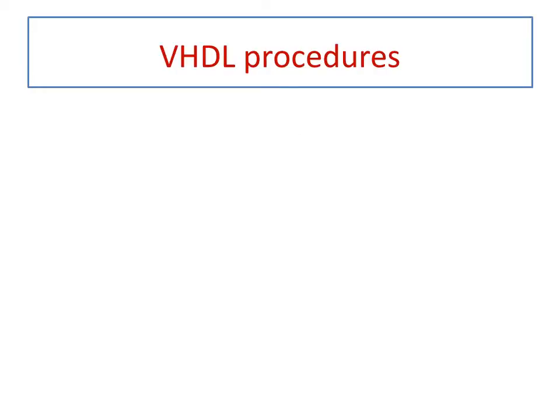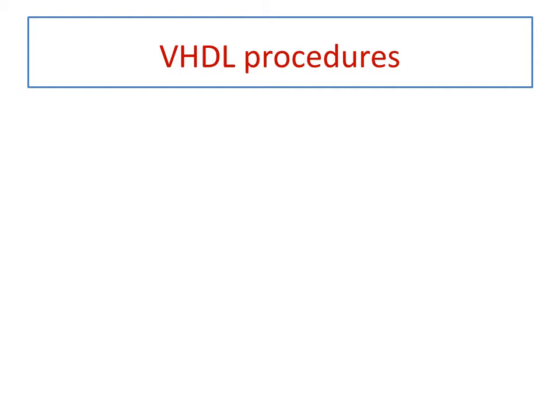Let us start our discussion with defining procedures. Now what do you mean by procedure? A procedure is a feature provided by VHDL in order to return a number of values. In case of a function, it was possible to return a single value, but if you want to return multiple values, we can use procedures. The basic difference between function and procedure is that it can return a number of values.